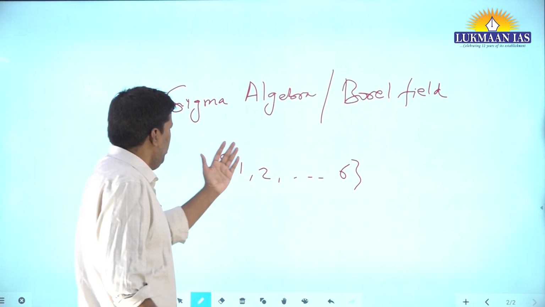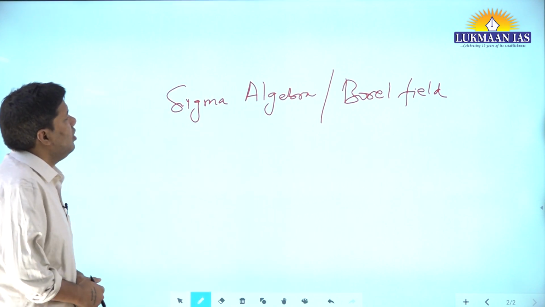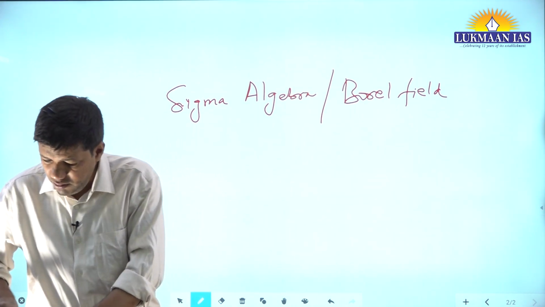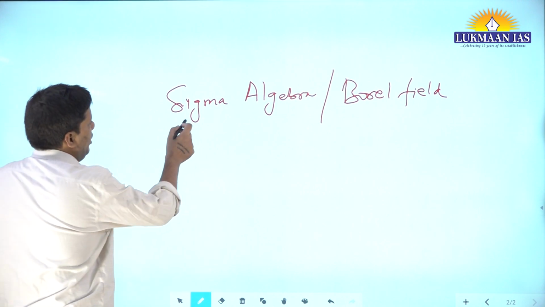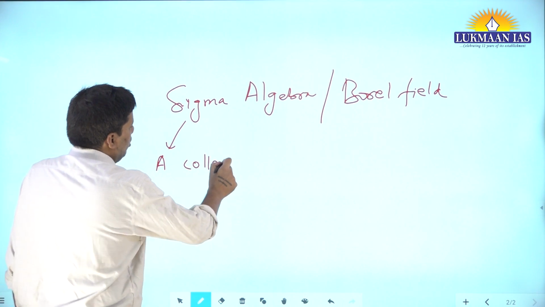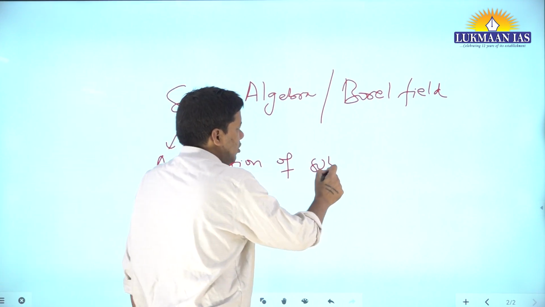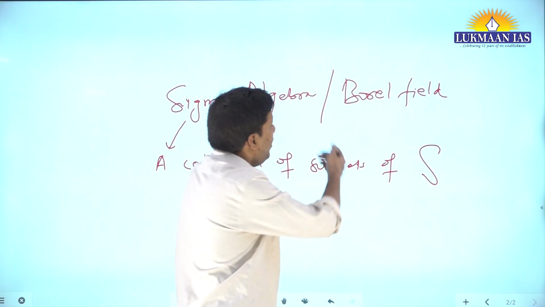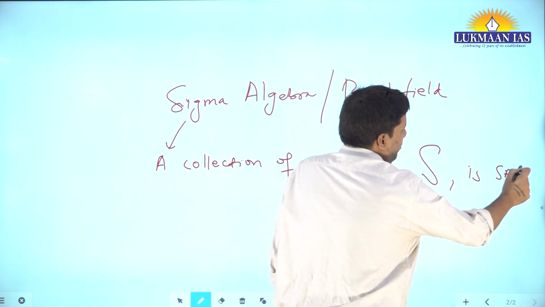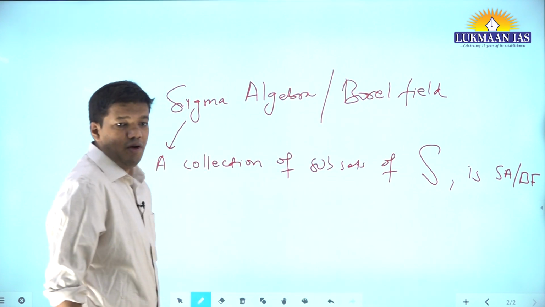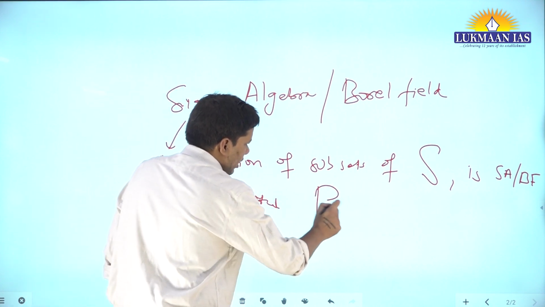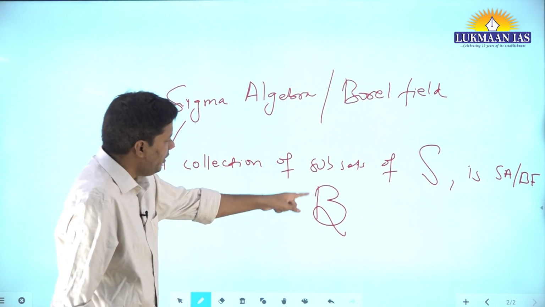So how do you define a Borel field or sigma algebra? Sigma algebra is a collection of subsets. In fact, you can write the definition. A collection of subsets of S. S means sample space, right? A collection of subsets of S is called sigma algebra or Borel field, right? I'm just writing in short. Sigma algebra or Borel field, and is denoted generally by this. You will write like this. It is not exactly B, but some, right?